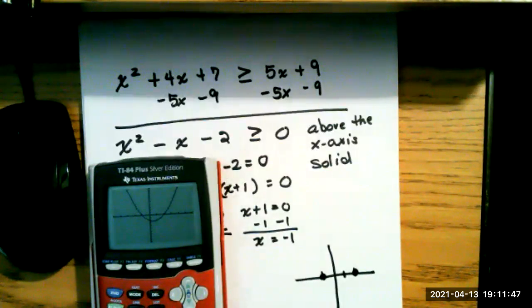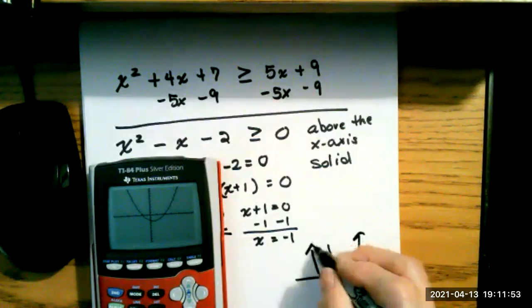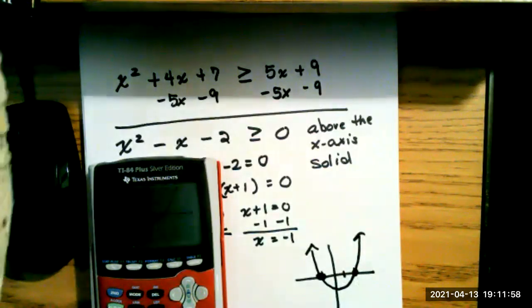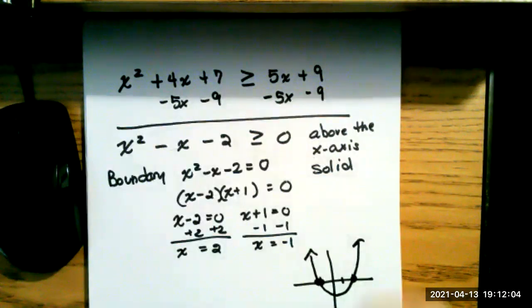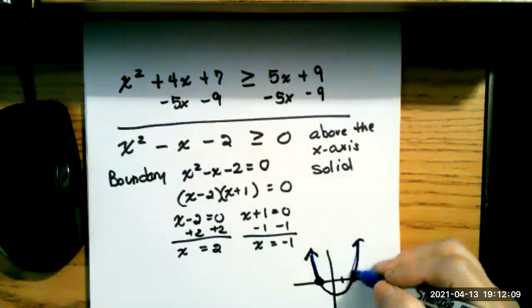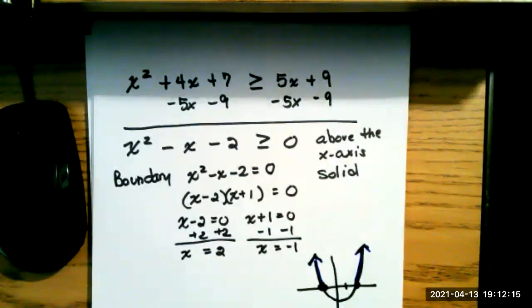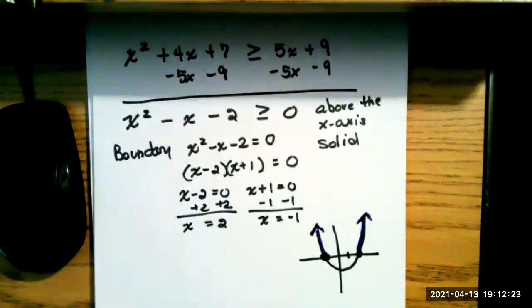And I can see when I graph it, I get a nice little curve. And this time, I want the part that's above the x-axis. So the part of my graph that's above is right here and right here. Do you see where I made it fatter with the blue? So now I've got to figure out how to write that in interval notation.